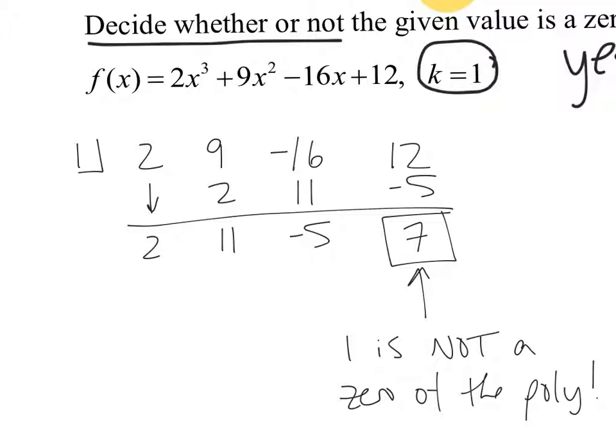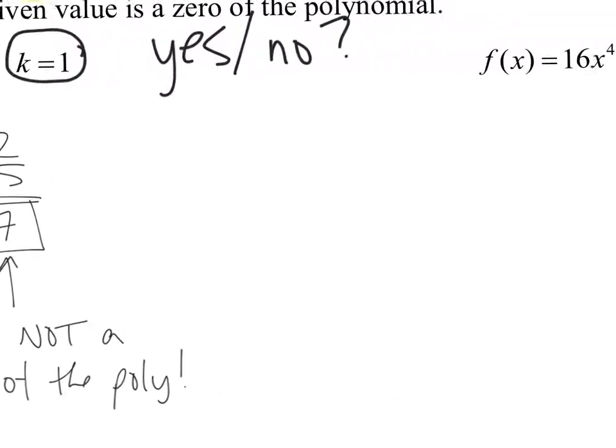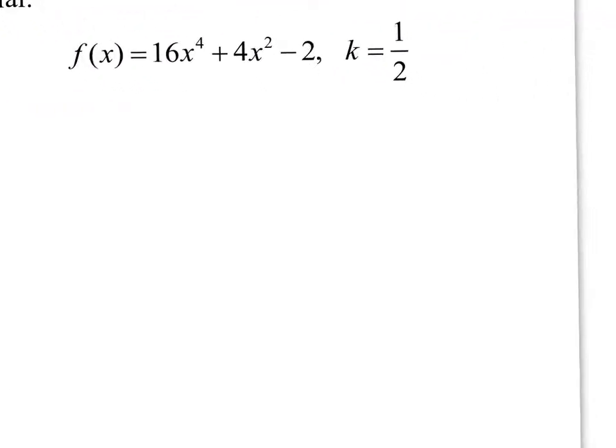If we get a remainder of 0, that means that it is a 0. So this is a yes or no question. This one is no. Really, really simple. It's the same exact process as all the other problems that we've been doing. You're just answering a different question.